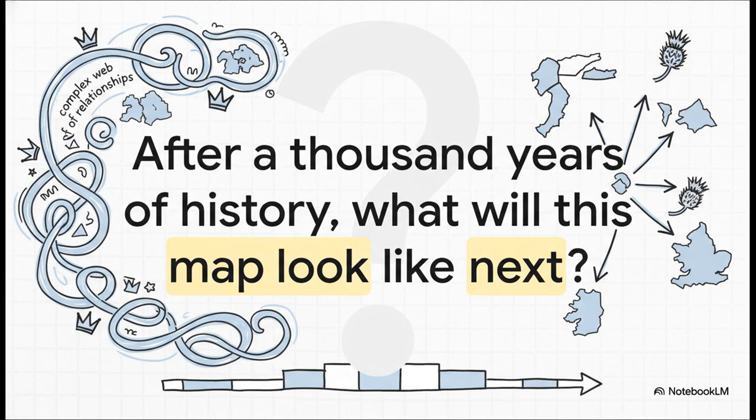You know, this whole complex web of relationships was built over 1,000 years of history. And with all the modern debates about independence in places like Scotland, it really makes you wonder, what's this map going to look like in another 10 or 50 or even 100 years? It's definitely something to think about.